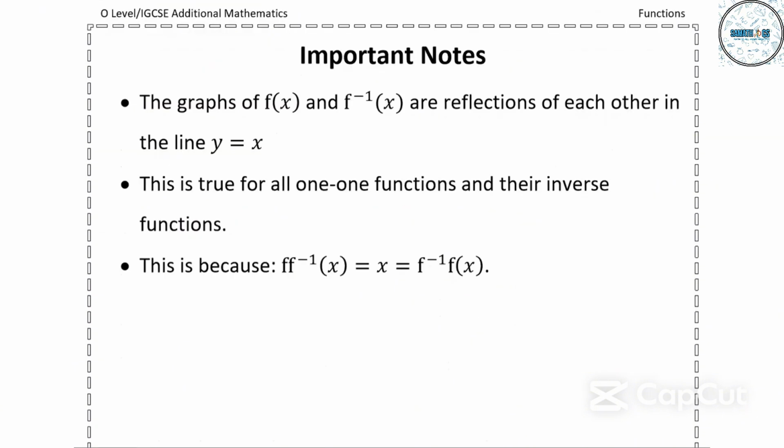Some important points regarding the graph of an inverse function. The graphs of f of x and f inverse of x are reflections of each other in the line y is equal to x. This is true for all one-to-one functions and their inverse functions. Why is it so? Because when we find the composite function in which we substitute the inverse function into the original function, it is equal to x. If we substitute the original function into the inverse function, then also we get x. So both the graphs are reflections of each other in the line y is equal to x.